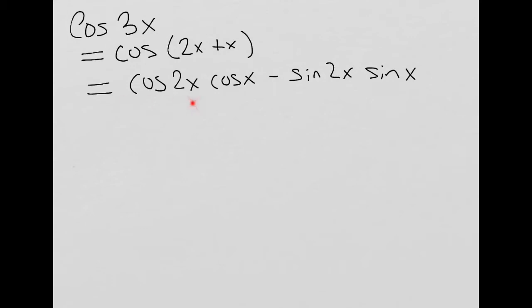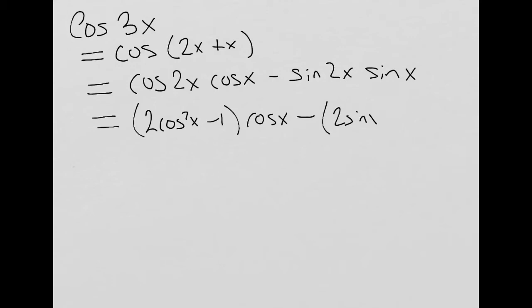And then here and here we've got double angle formulas for those. So that's going to be 2 cosine squared x minus 1 times cosine x minus 2 sine x cosine x times sine x. Now I could leave it there. I could have written this differently. I could have used one of the other double angle ones. But I'm going to see if I can get this to be just in terms of cosine x.